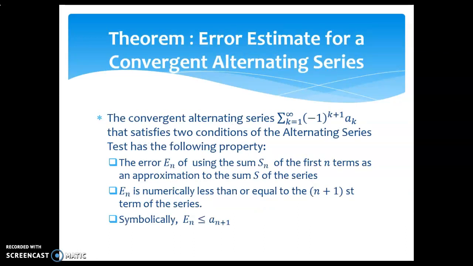For error estimation of alternating series, usually what we do is sum up some terms of the alternating series, and call this S_n. We sum up n terms, and then we approximate the sum of the overall series by these n terms. Doing so, we usually have an error, and that error E_n is less than or equal to a_(n+1).